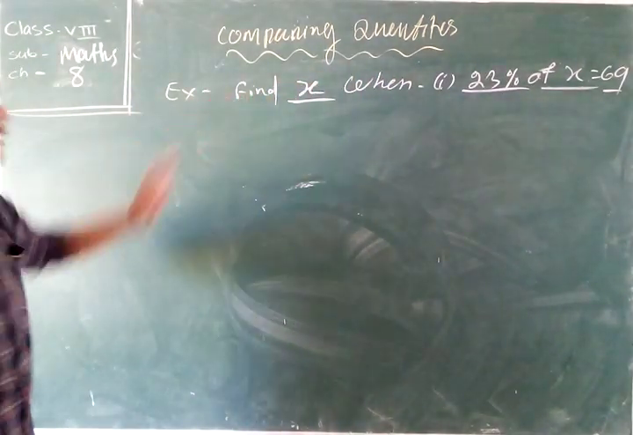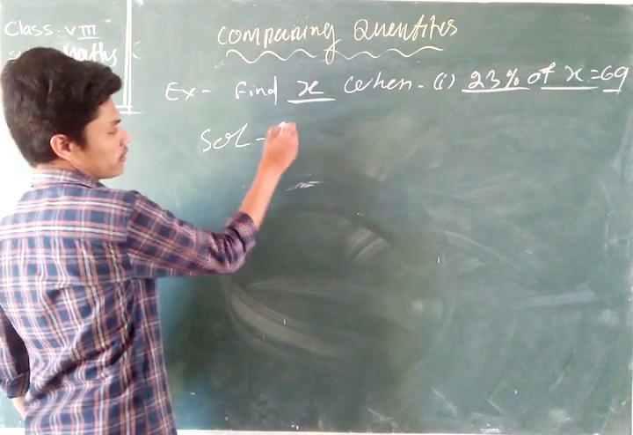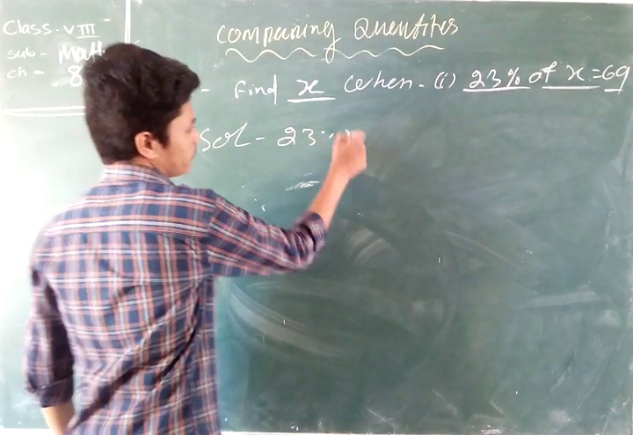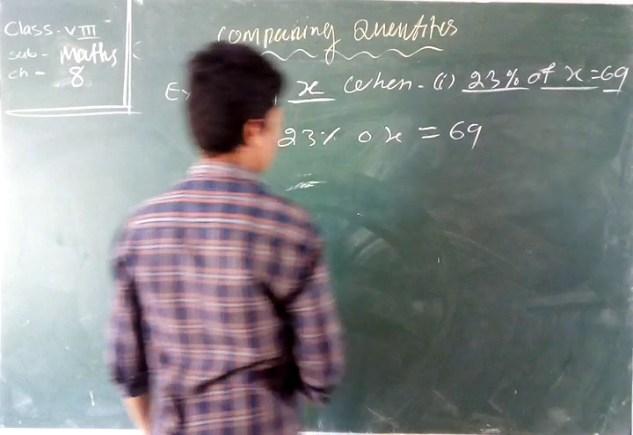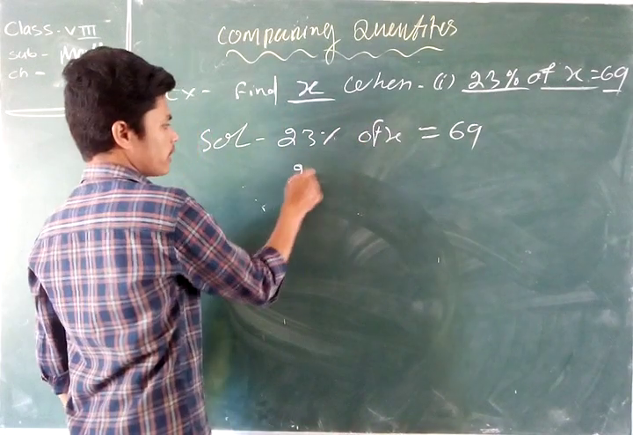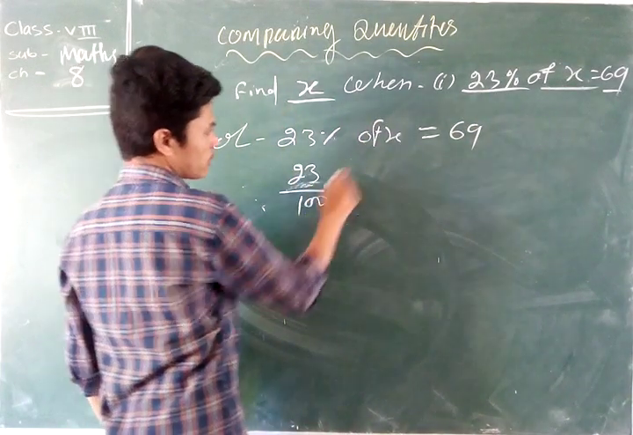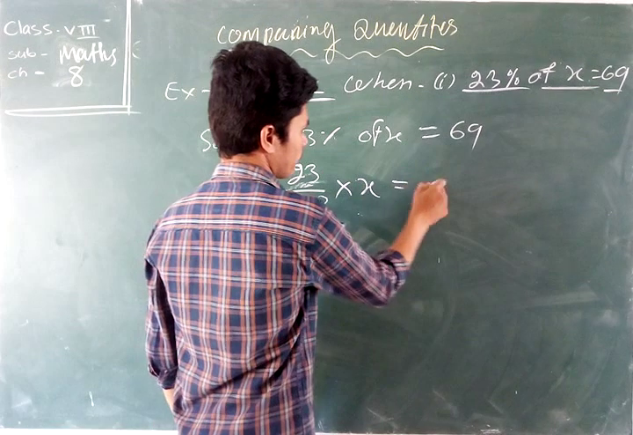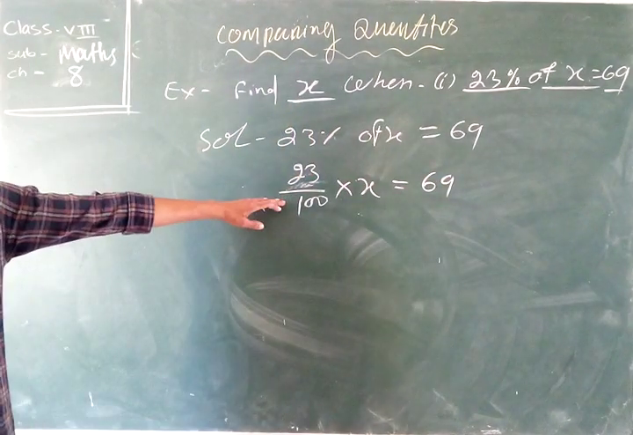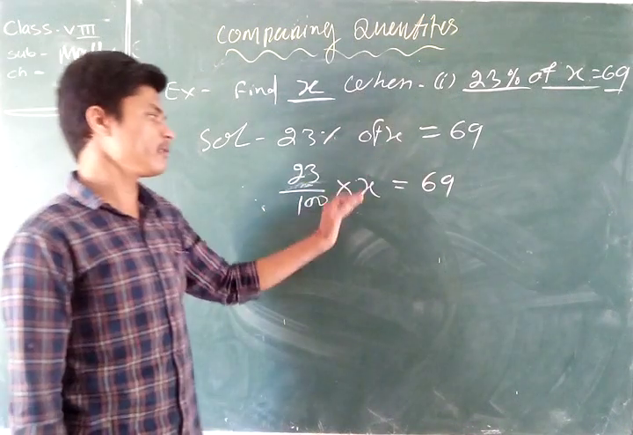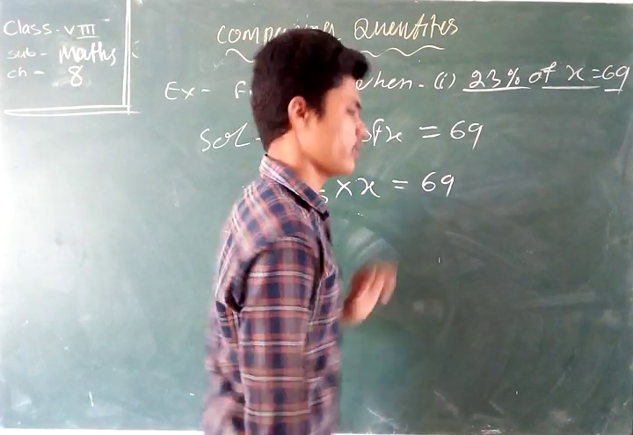1% means 1 by 100. Here's the solution. How do you find the answer? 23% of x is equal to 69. Already you know that 23% means 23 by 100. "Of" means multiplication. So 23 by 100 of x equals 69.